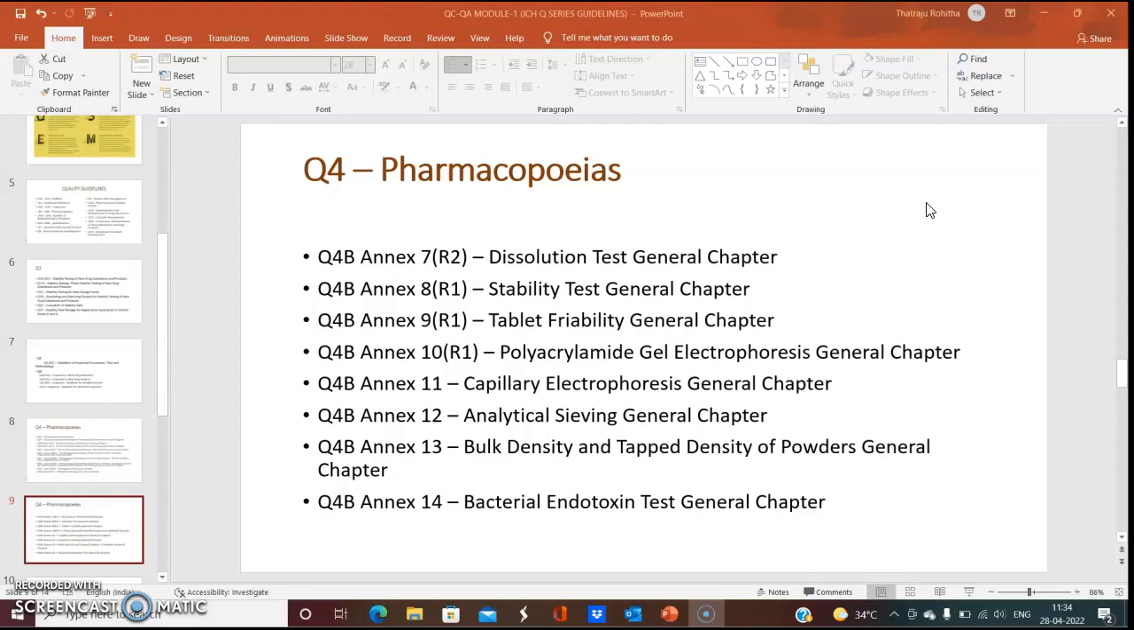Q4B Annex 11 Capillary Electrophoresis General Chapter. Q4B Annex 12 is Analytical Sieving General Chapter. Q4B Annex 13 is Bulk Density and Tap Density of Powders General Chapter. Q4B Annex 14 is Bacterial Endotoxin Test General Chapter.